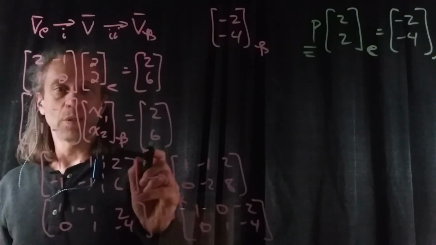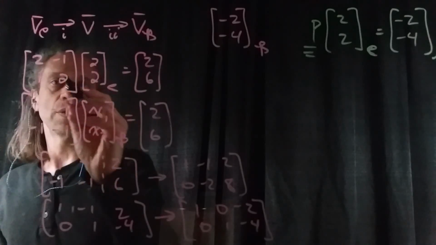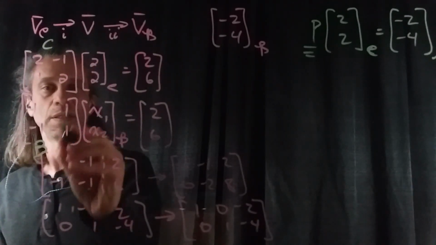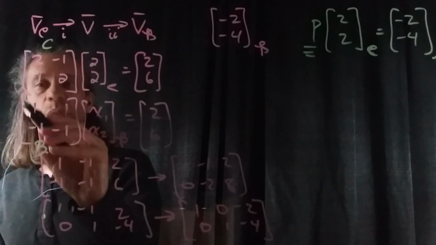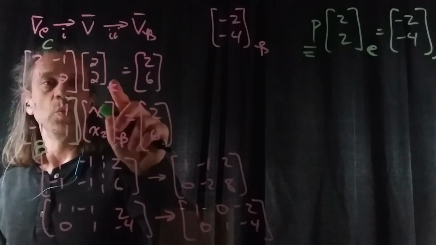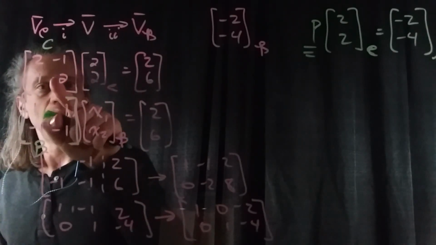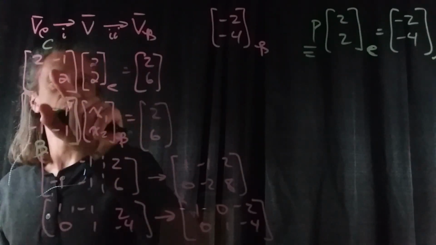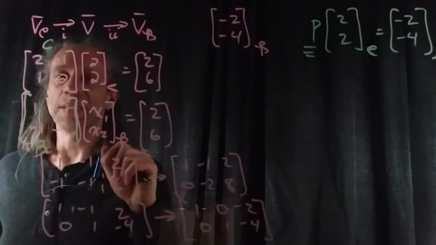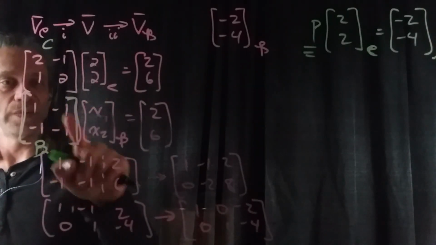Because why? Because look at what we did. We took our matrix. Let's call this matrix C, and we'll call this one here matrix B. What happened? We took our 2, 2 with respect to C. First, multiplied it by C. So this is the matrix whose columns are the basis vectors in C. And then we solved the system.